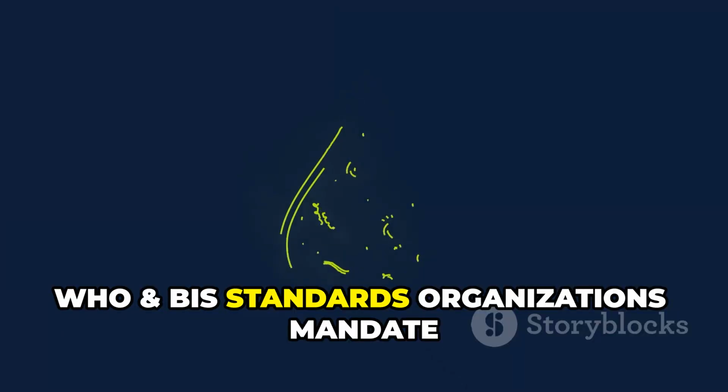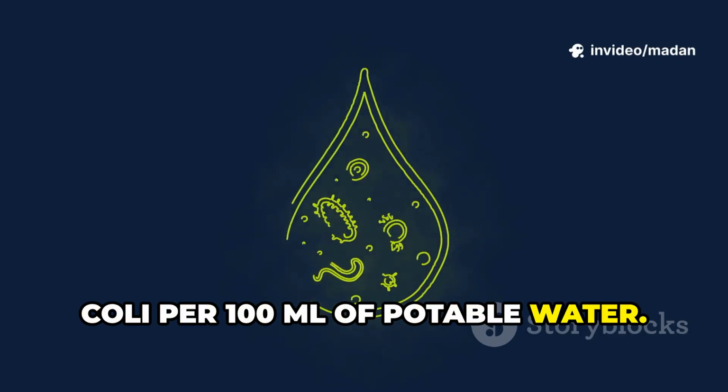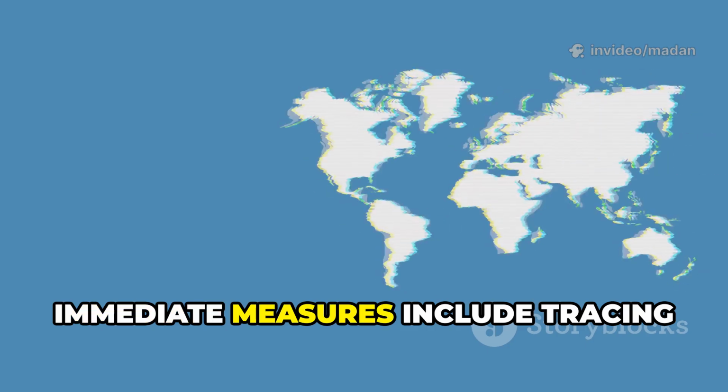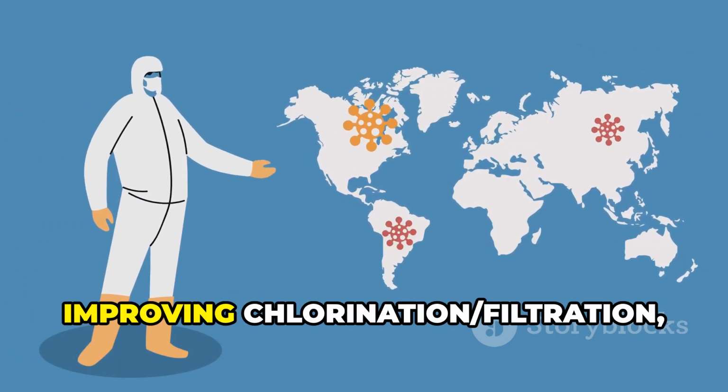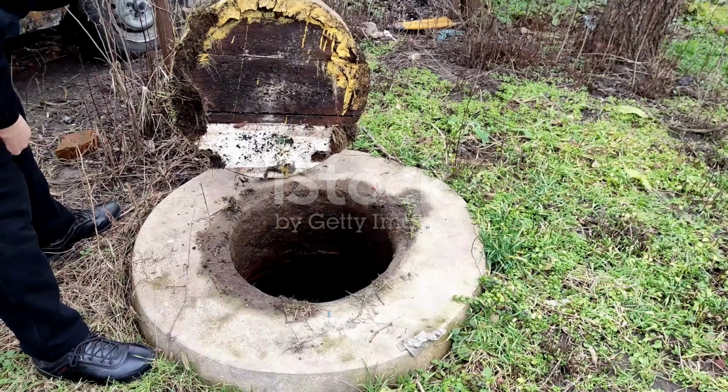WHO and BIS standards organizations mandate 0 E. coli per 100 ml of potable water. Detection means the water supply fails safety standards. Immediate measures include tracing contamination sources, improving chlorination and filtration, and issuing boil water advisories.